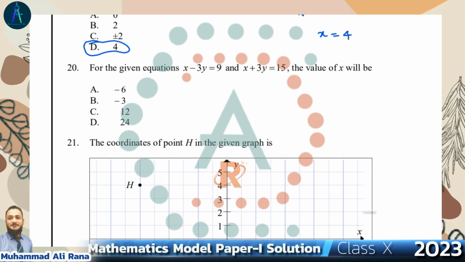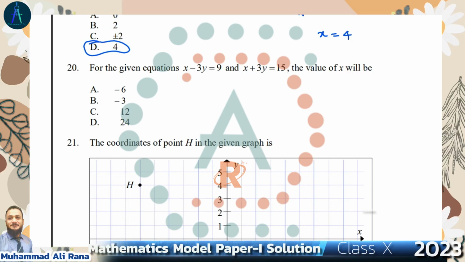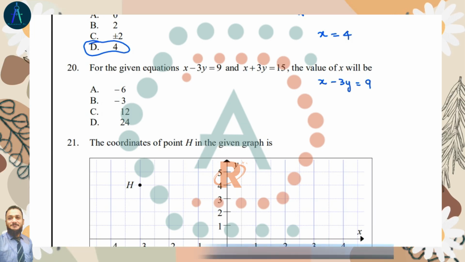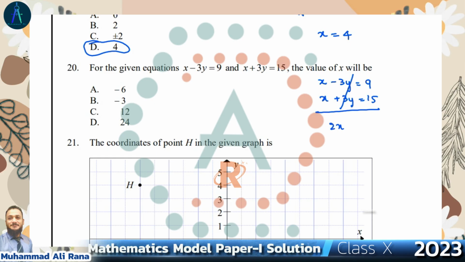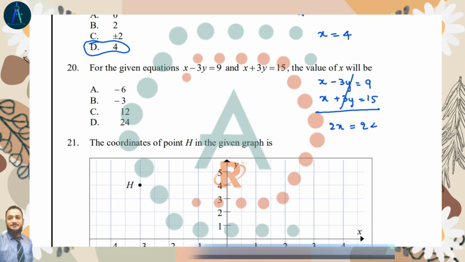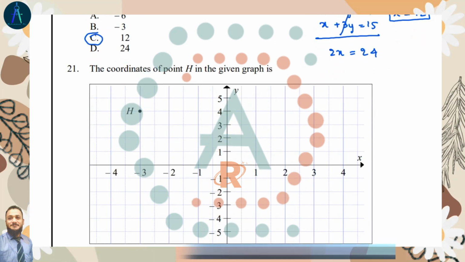Let's see question number 20. For the given equations x minus 3y equals 9 and x plus 3y equals 15, we have to find the value of x. To find x, we add both equations. x minus 3y is 9 and x plus 3y is equal to 15. By adding these two equations we get 2x is equal to 24. So the value of x will be 12. So option C will be the right answer.